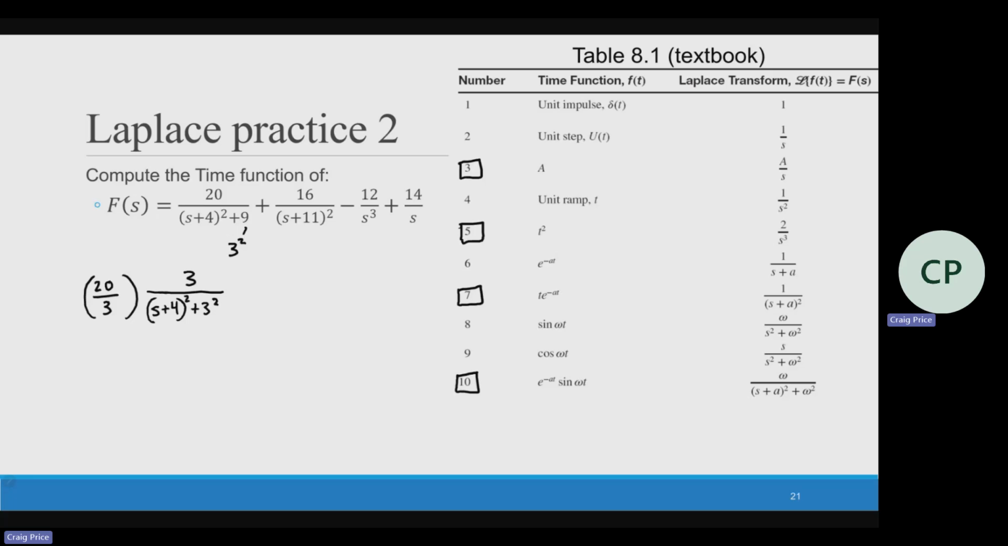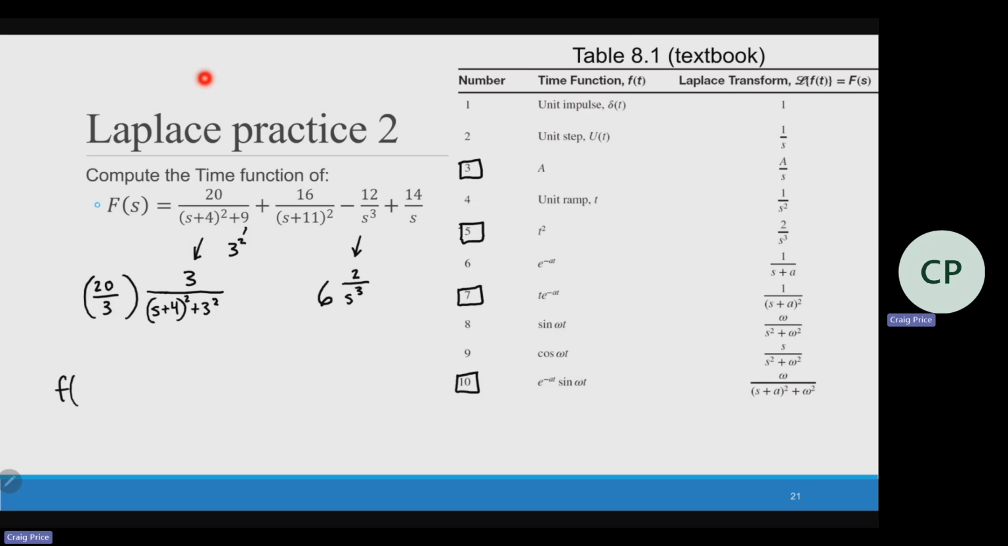What would be the constant for this one? 12 over s cubed. It should be 6 because in my numerator there has to be a 2 over s cubed. So that's my constant there.